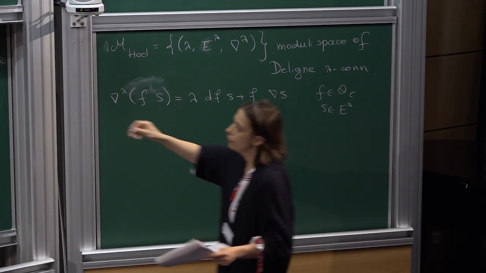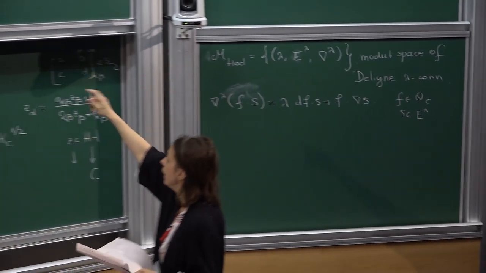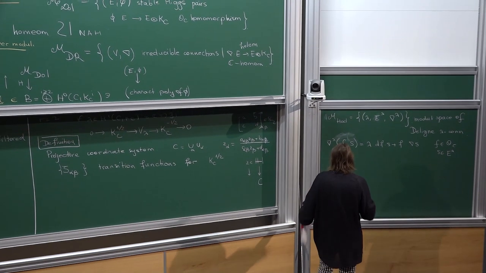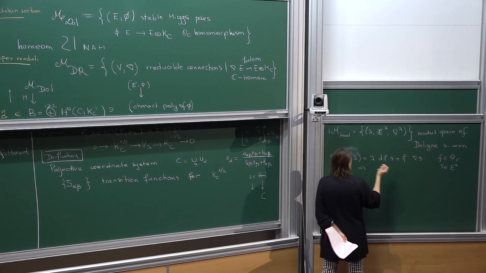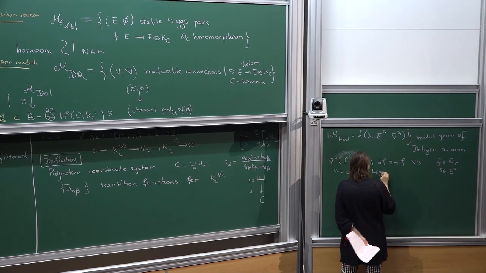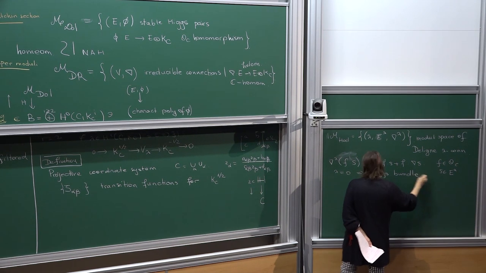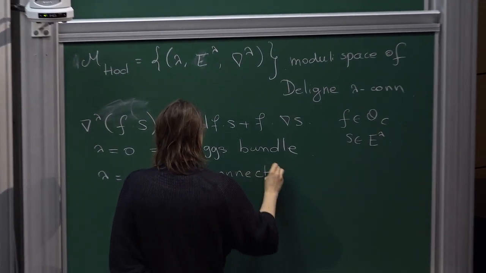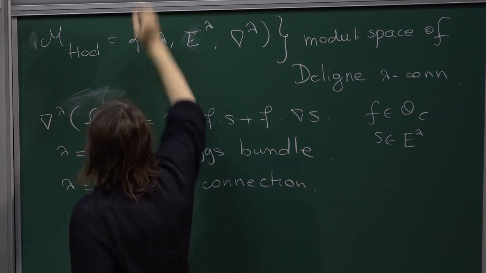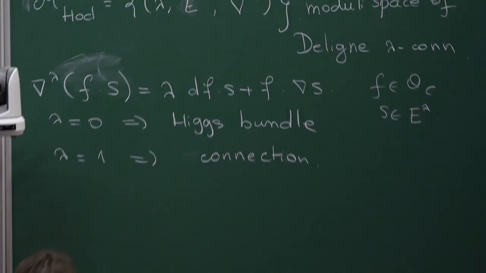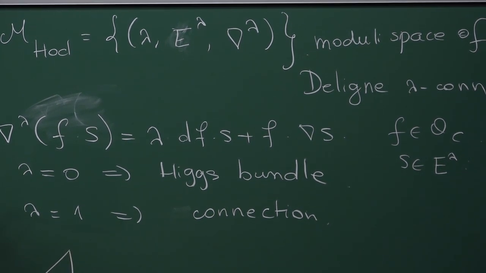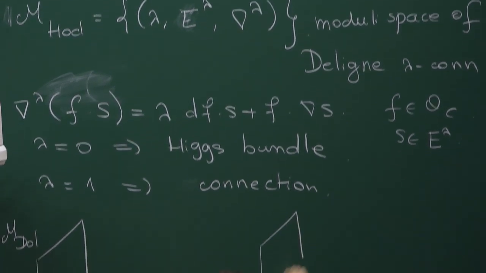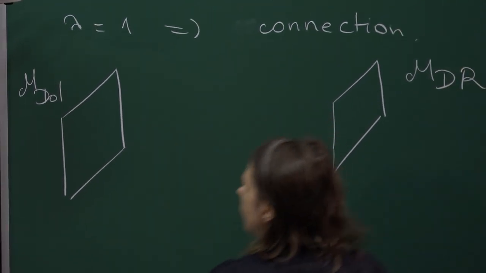So the Dolbeault and de Rham definitions of the Higgs bundle and connection are put into this definition of the lambda connection. And we can notice that when lambda is zero, this becomes a Higgs bundle, while if lambda equals one, it becomes a connection. So we should think about this as being, if here is the Dolbeault moduli space and this is the de Rham moduli space, this is kind of in between.